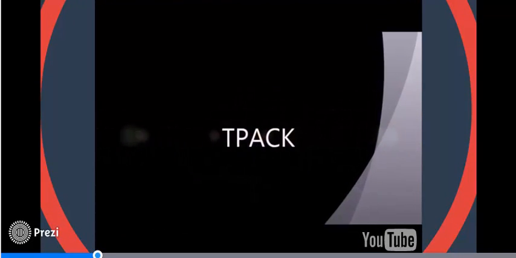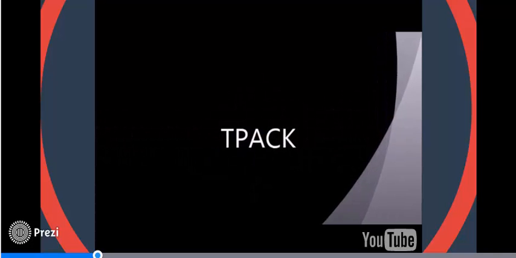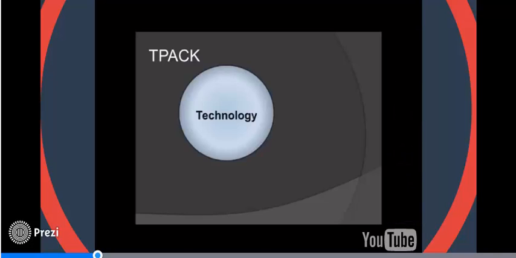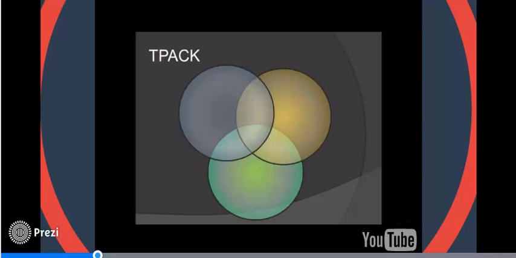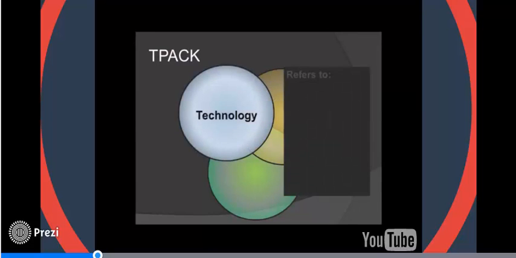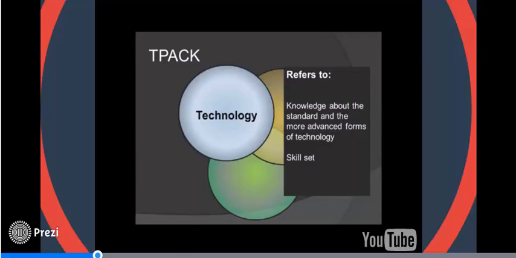TPACK is a framework designed by Mishra and Kohler to visually illustrate how to properly merge and integrate technology, pedagogy, and content together while designing technology-enhanced learning environments. It is the well-balanced combination of these 3 types of knowledge that form TPACK. To better situate our understanding of this framework, we will briefly go over the different components. Technological knowledge refers to knowledge one might have in regards to the existence of standard and more advanced technology. This branch also includes the skill sets necessary to use the aforementioned technology.